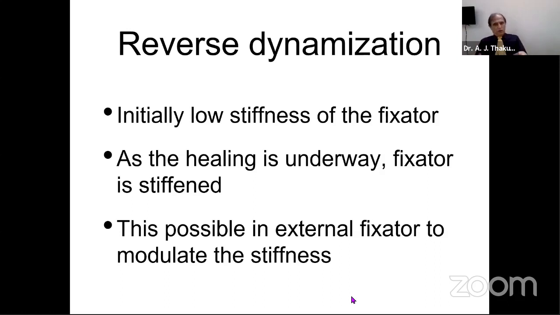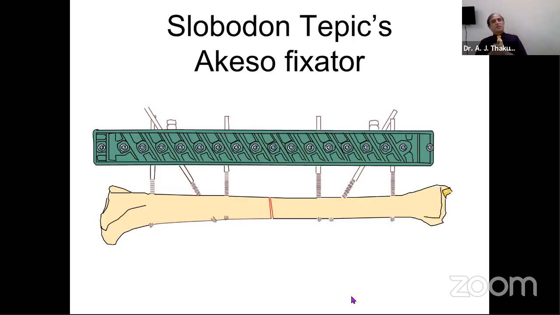That should be allowed. Once that is done, then when it comes to the cartilaginous stage, that is about 3 to 4 weeks, you tighten that, and then you are set for much faster healing. And you can do it with ordinary external fixators, but a special external fixator has been devised.